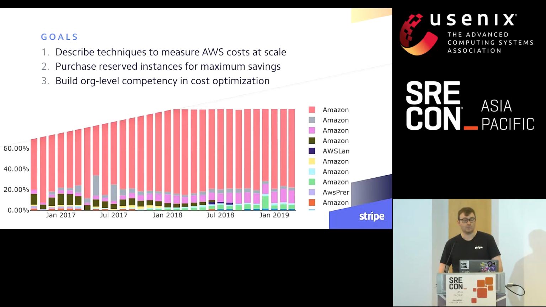The high-level goals I hope you take away from this talk are to describe some techniques we can use to measure AWS cost at scale. We'll get into a little bit what scale means for us. Next, we'll talk about purchasing reserved instances for maximum savings. These things account for about half the savings you can get from AWS, so we're going to spend lots of time here trying to understand them. And finally, we're going to talk about how we can build organizational level competency around cost optimization and building an efficiency program that works both technically and culturally with your organization.